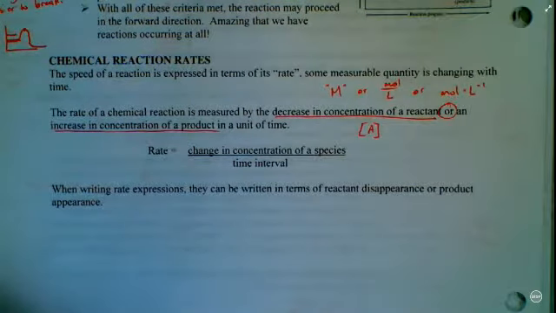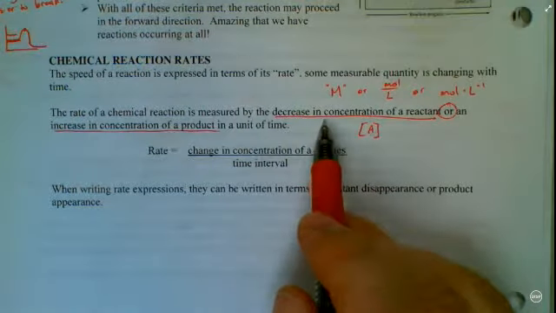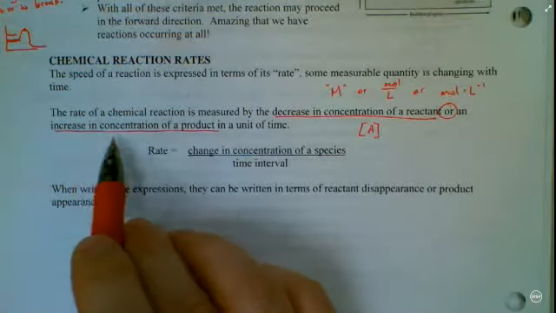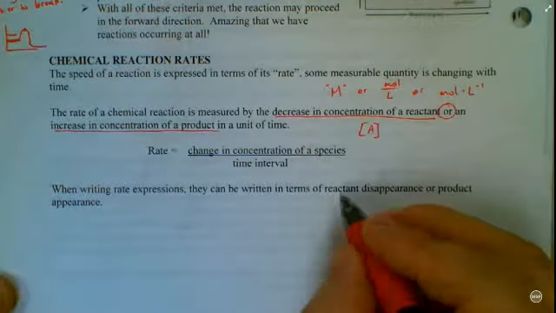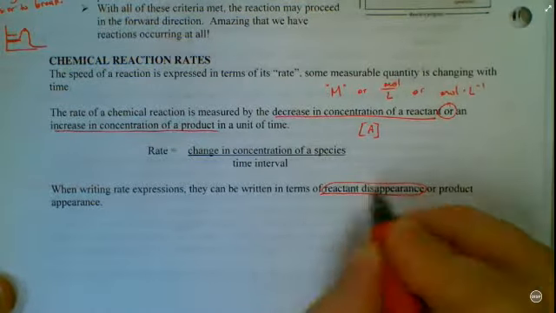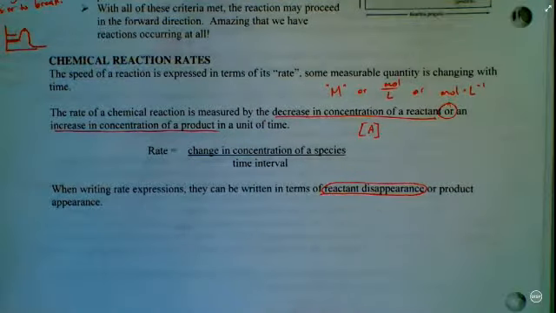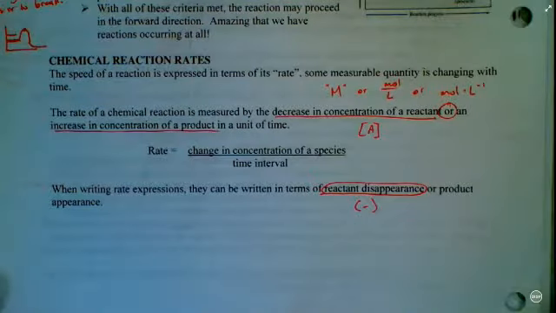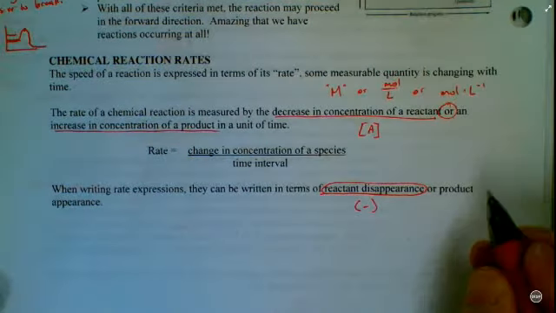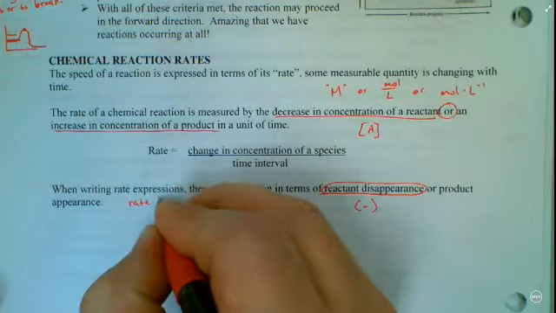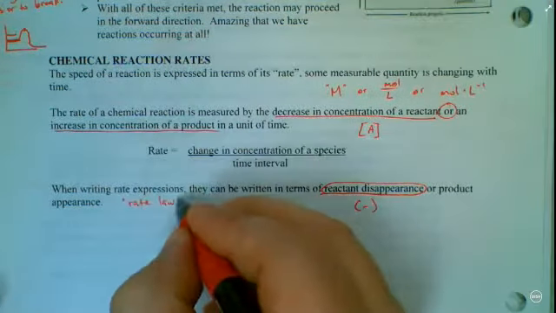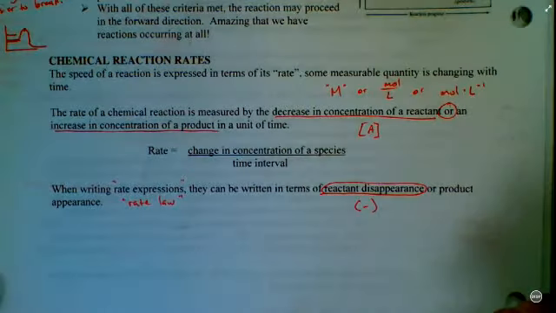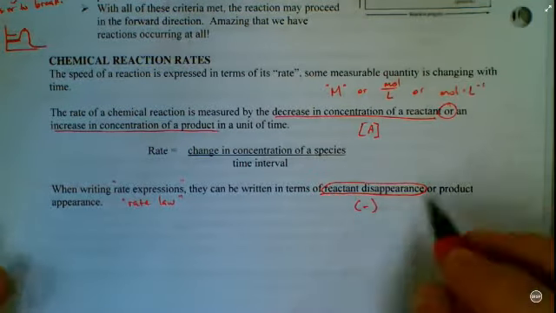When writing rate expressions, which is what we're going to do on the next page, they can be written in terms of two things, right? We're talking about decrease in reactant concentration or increase in product concentration. So reactant disappearance, right? The reactants are disappearing. They're going away. Why? Because they're creating products. And so when we go to actually write down our rate expression, which is the same thing as rate law, rate expression is the exact same thing as rate law. Same thing, right?